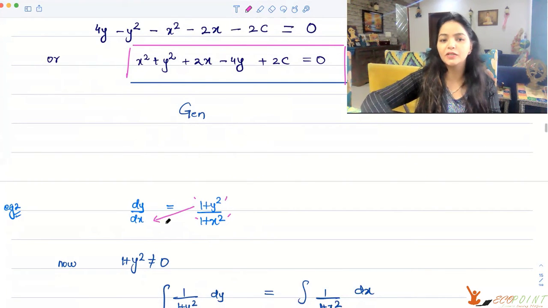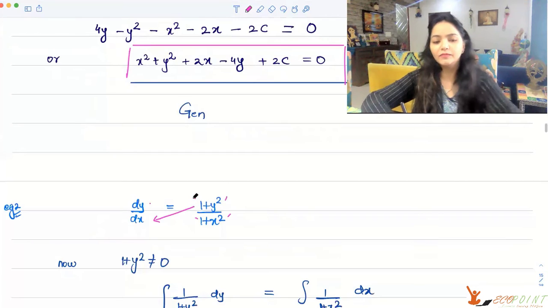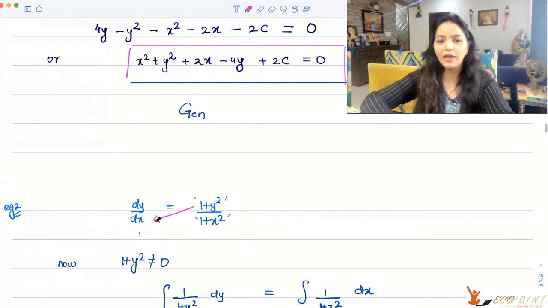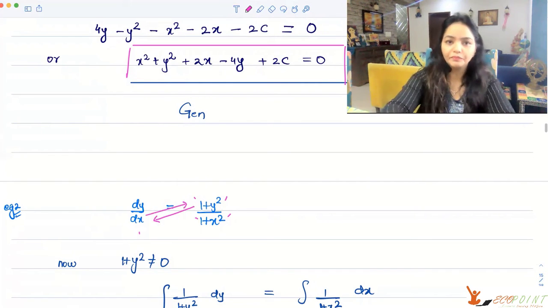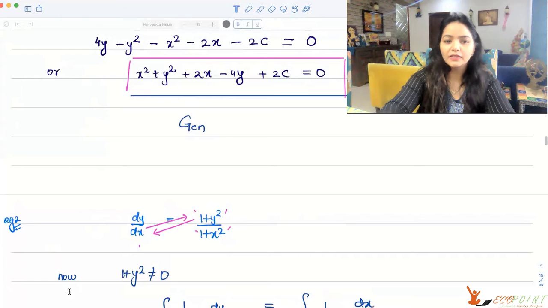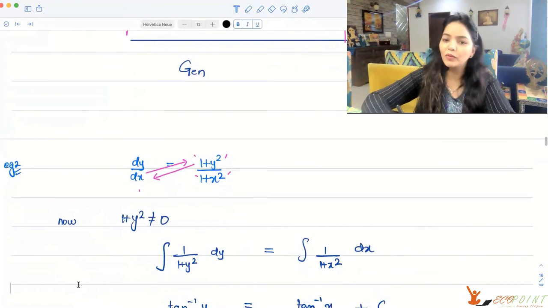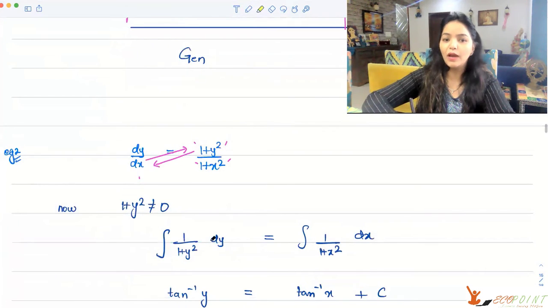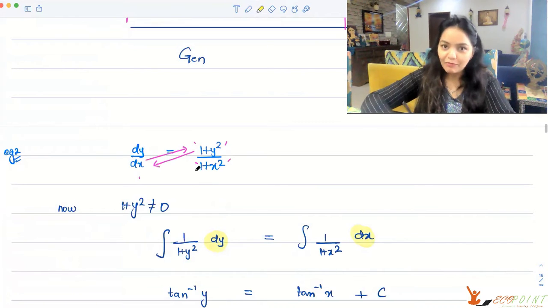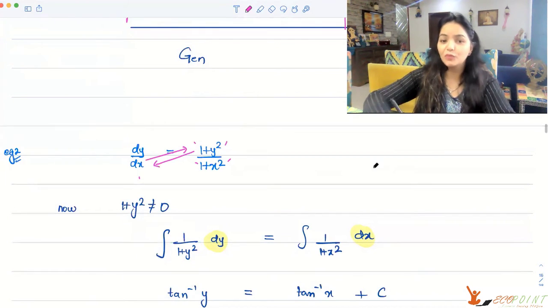We will take the y term with dy and the x term with dx. So we will get dy upon 1 plus y square on one side and dx upon 1 plus x square on the other side, and you have to integrate. Here you integrate with respect to y, here you integrate with respect to x. Now, do you remember what the integration of 1 upon 1 plus y square is?